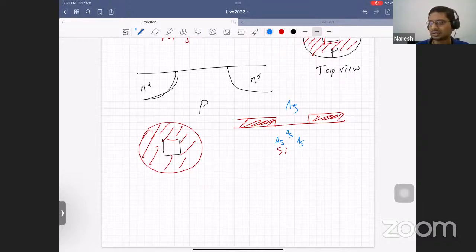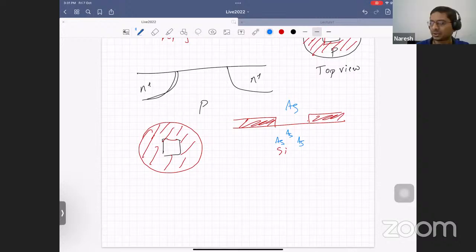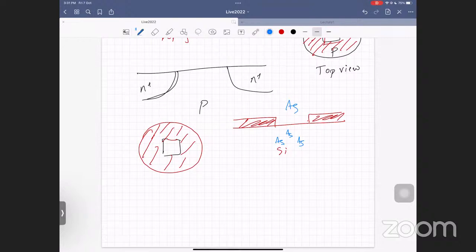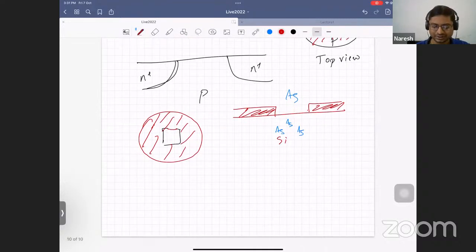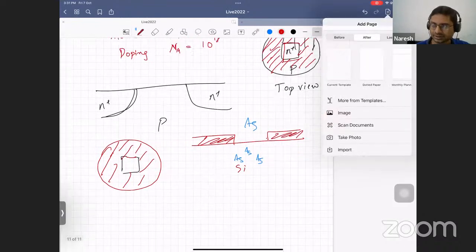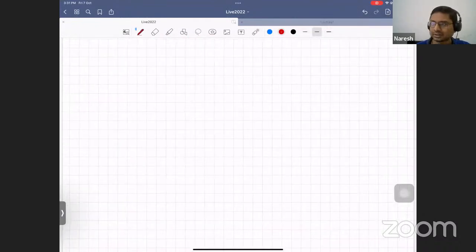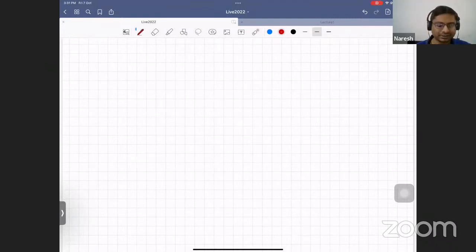The first one is, what will be the flat band voltage of MOSFET if there is no gate voltage? Flat band voltage of MOSFET, if there is no gate voltage applied? No. See, flat band voltage is basically, okay, let's take the example of a MOSCAP. Who asked this question? Rubini. Okay, right. So the deal is this. What is flat band voltage?